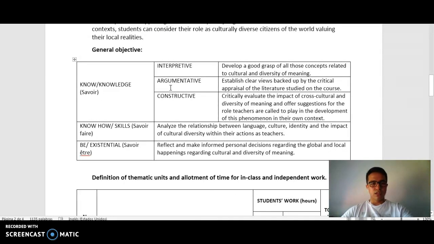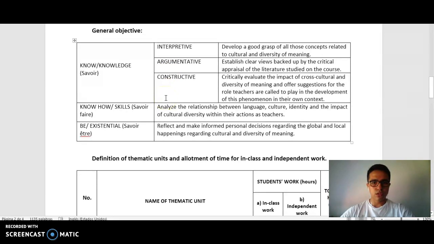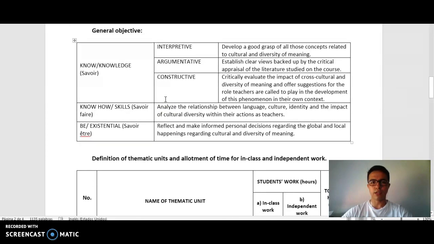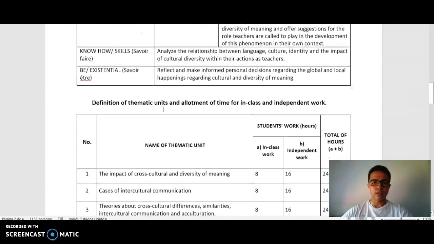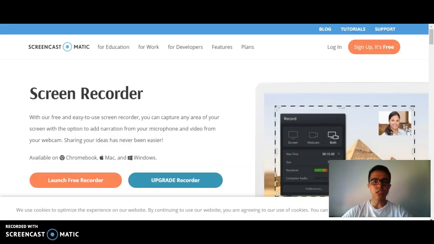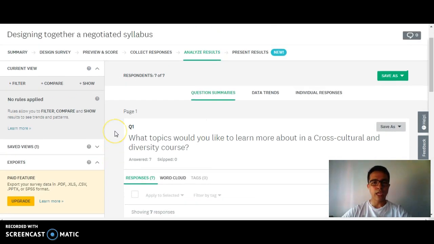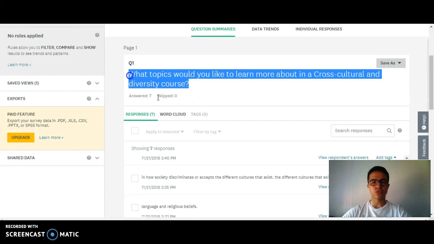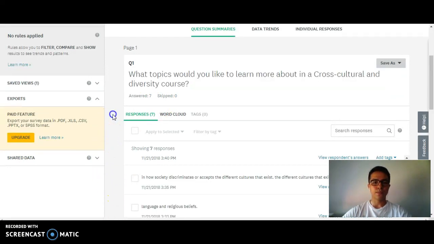As I'm already 5 minutes into this talk, I want to center my talk on two important aspects, maybe three. So I decided to involve some of my students in this. I created an online survey called Designing Together a Negotiated Syllabus, or a proportional syllabus. The first question I asked them was, what topics would you like to learn more about in a cross-cultural and diversity course?